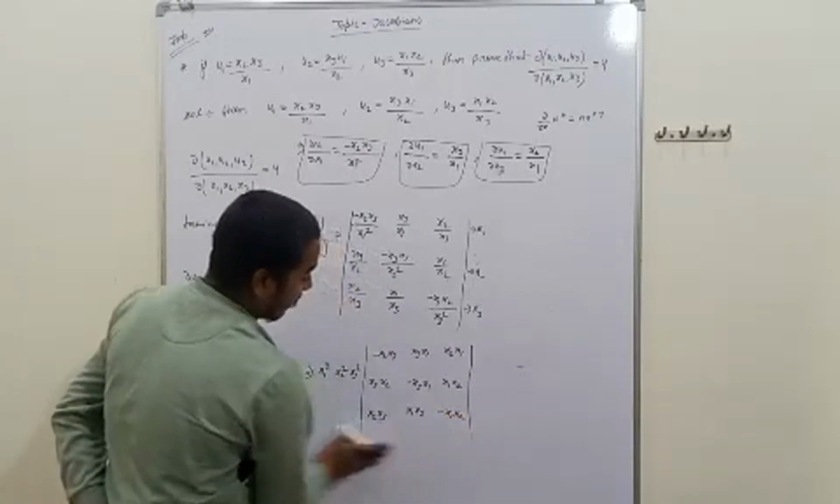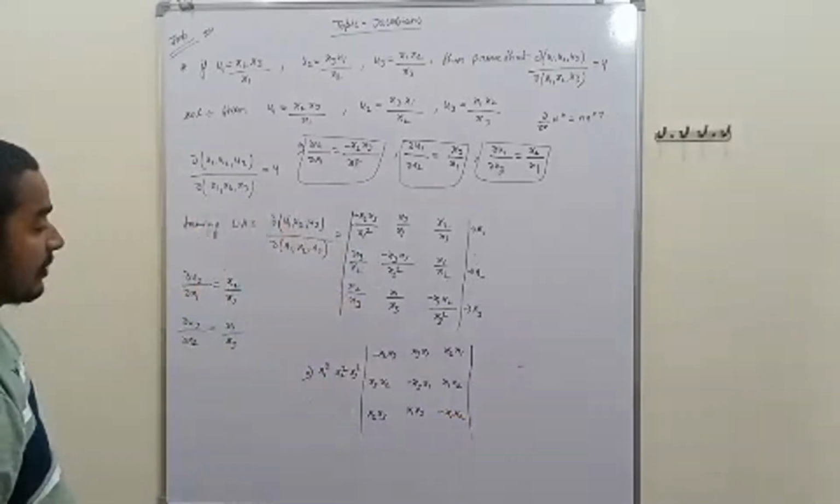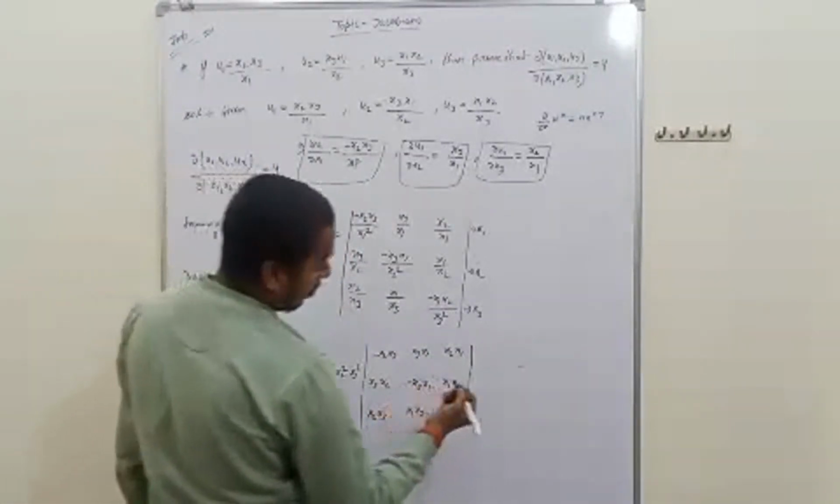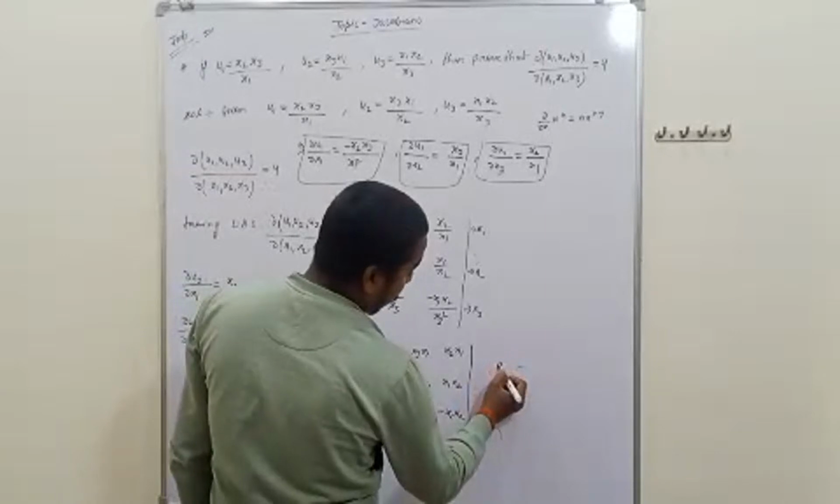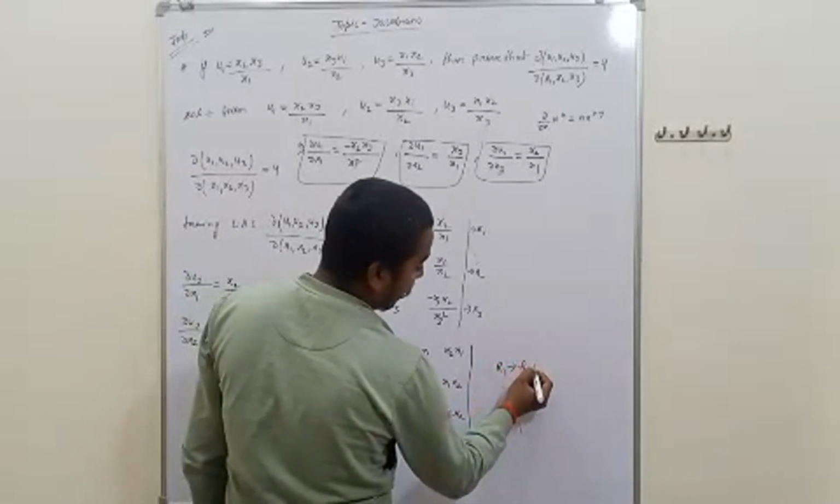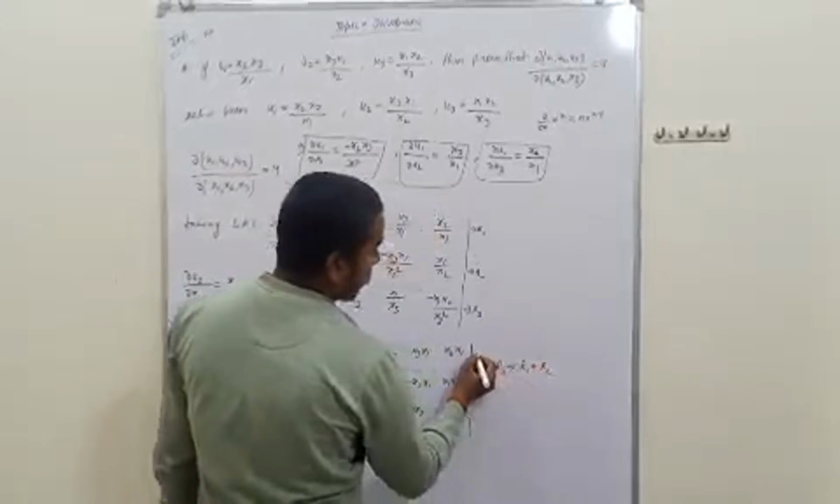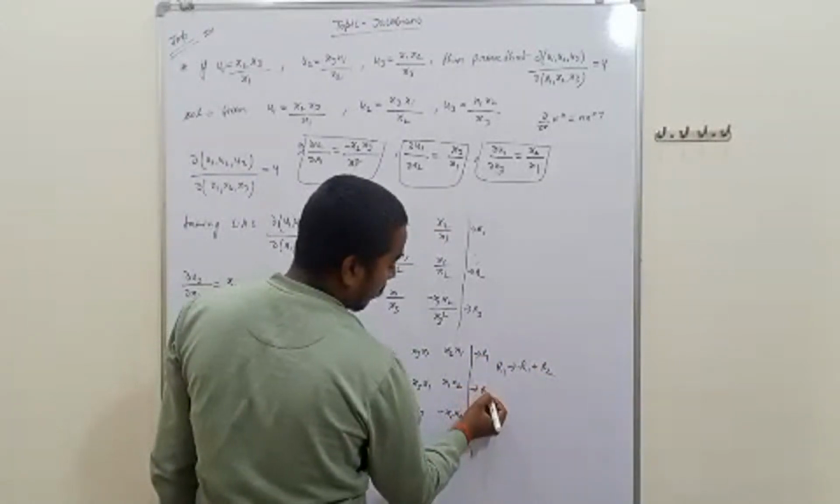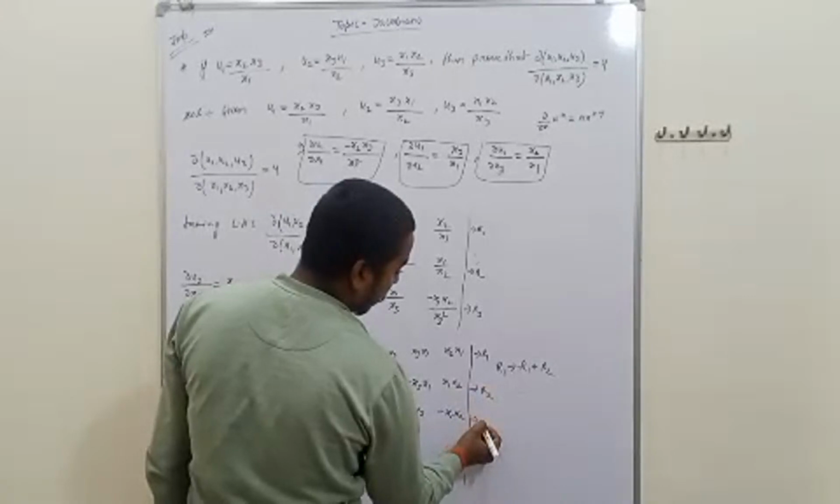minus of x1 x2. Further we have to solve the determinant on taking the operation, that is r1 goes to r1 plus of r2. This is r1 and this is r2 and this is r3.